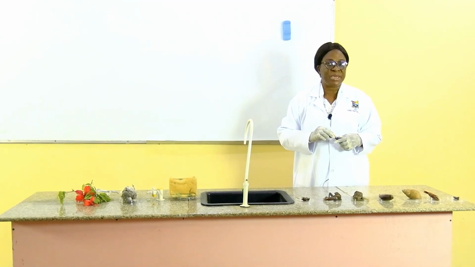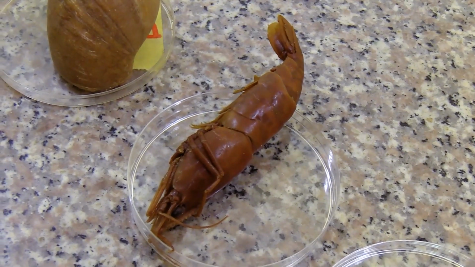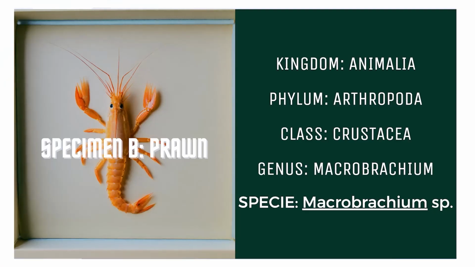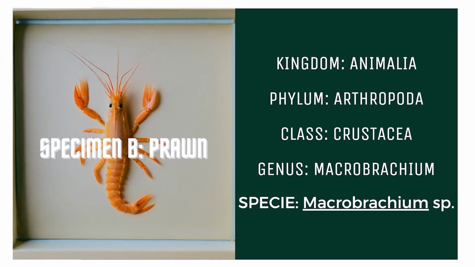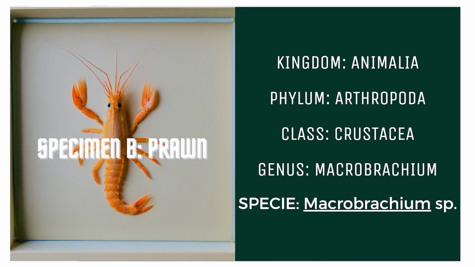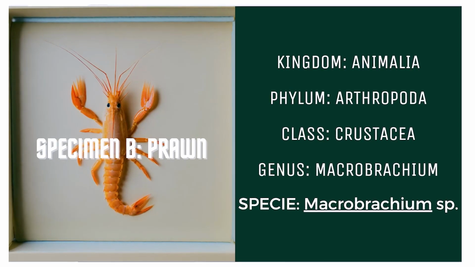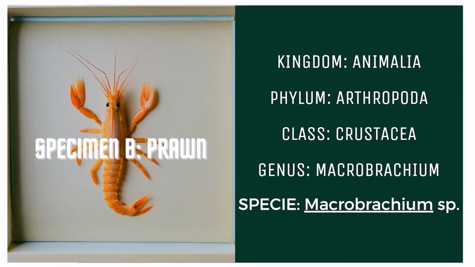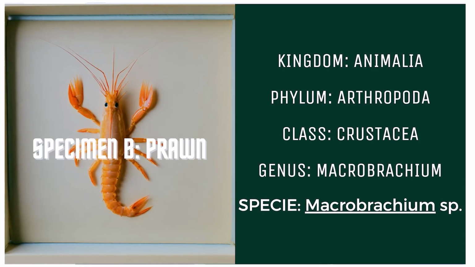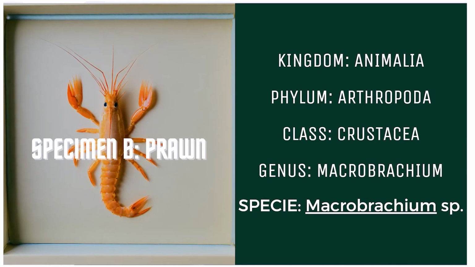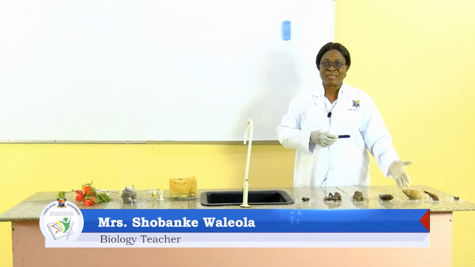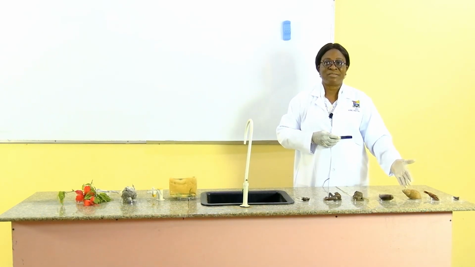Let's look at specimen B. Specimen B we have identified as prawn. Let's classify it together. Kingdom, Animalia. Phylum, Arthropoda. Class, Crustacea. Genus, Macrobrachium. Species, Macrobrachium species. And I think one of you can help me by calling out the next species identified.